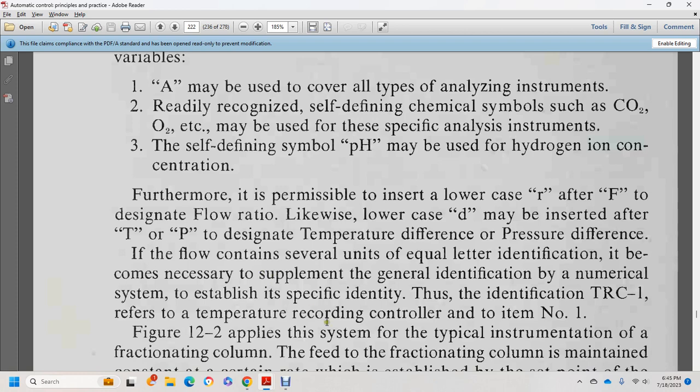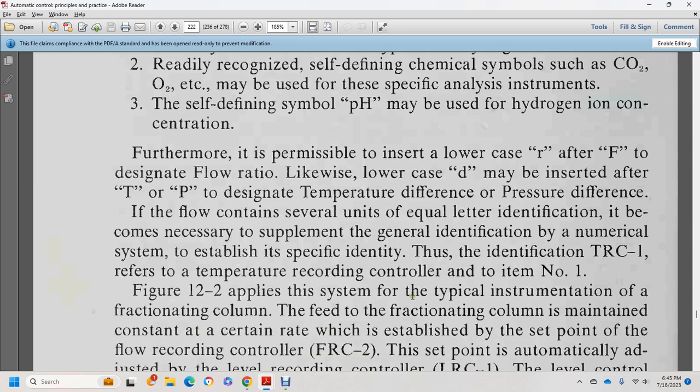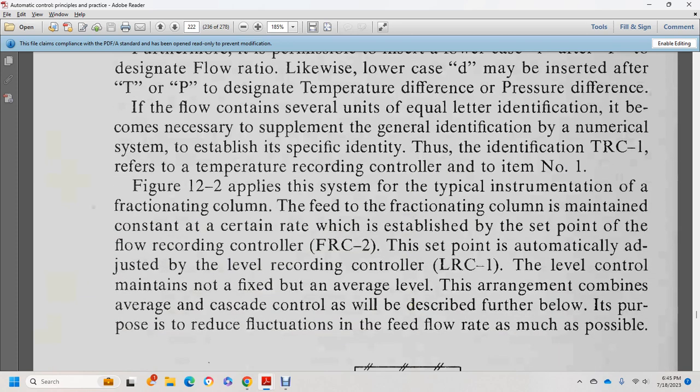And flow contains several units with the equal letter identification, so it becomes necessary to supplement the general identification with a numerical system, and the specific identity, for example TRC1, refers to the temperature recording control with item number 1. Figure 12 complies with the system with a typical instrument with the fractionating column with the feed maintained at a constant rate, for which there is a set point with the flow recording controller, with the set point automatically adjusted by the level recording controller.